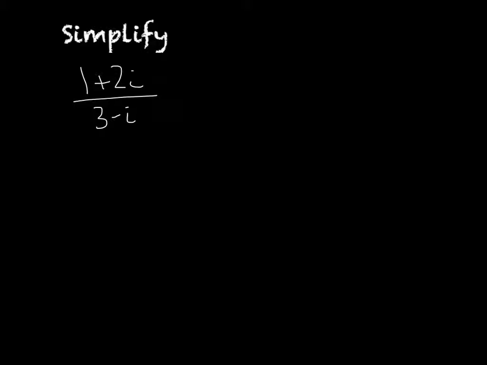Finally, we want to divide two complex numbers. So the first step is to find the complex conjugate of the denominator. The complex conjugate of 3 minus i is 3 plus i. So we take that and multiply it against the numerator and denominator.